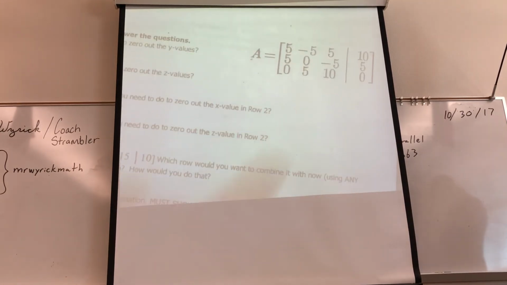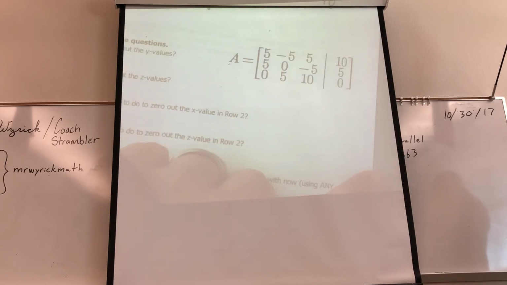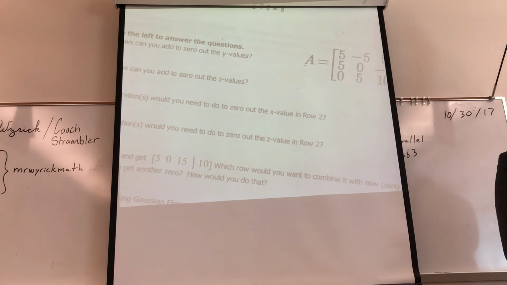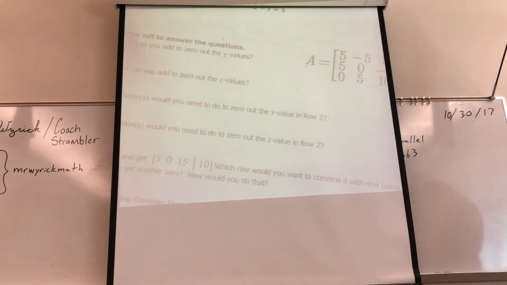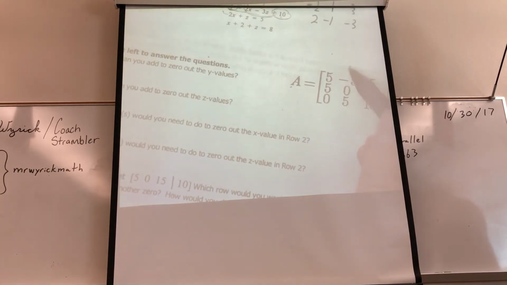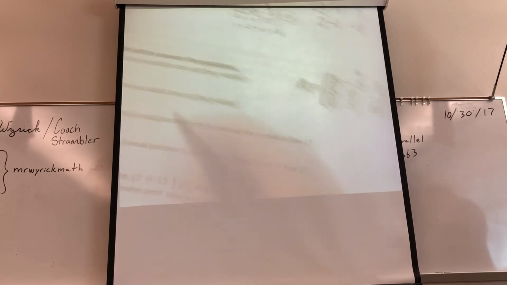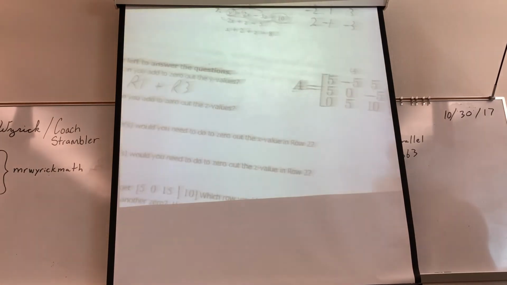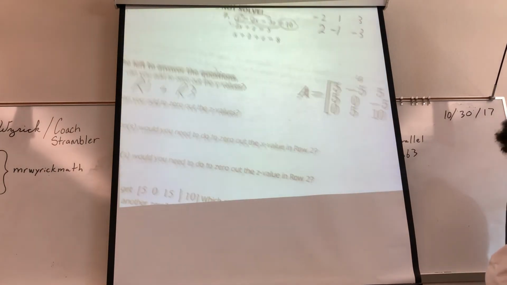On this one, this is the Gaussian, and this is probably the only thing that's Gaussian that'll be on here. It's something like, which 2 rows could we add together to zero out the y values? These are the y values. So the first and third row. Okay, row 1 and row 3. A -5 and a +5 would make 0.